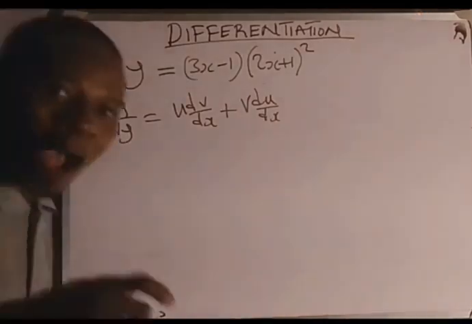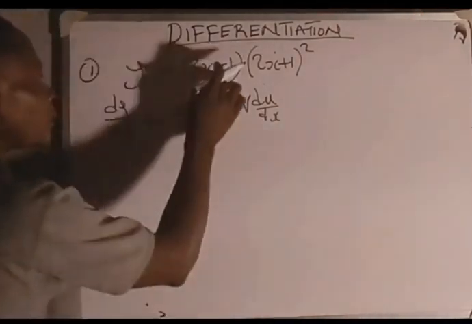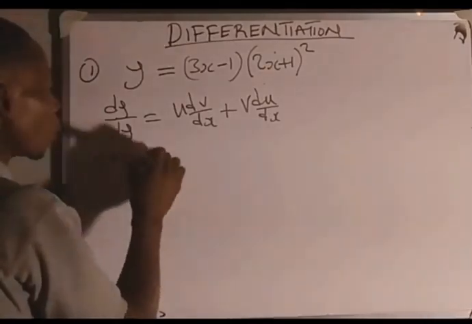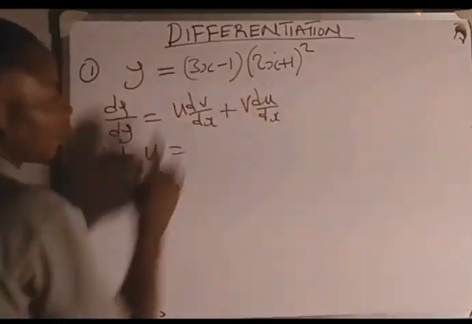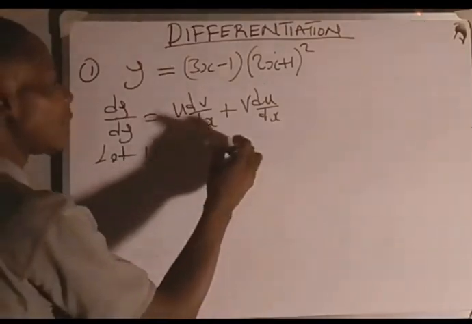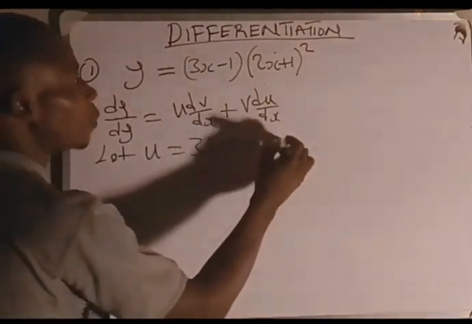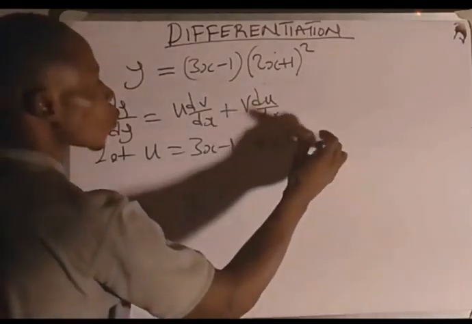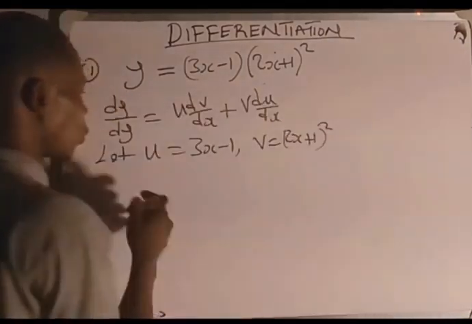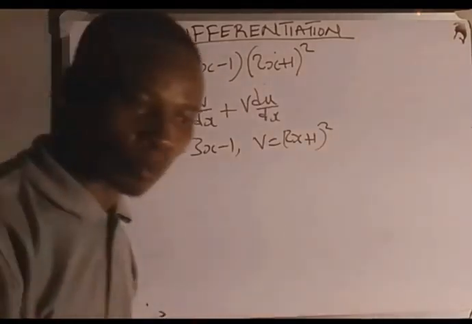So how do we do this? We will say that from here, let u be equal to what is inside the first bracket, that is 3x minus 1, while our v will be equal to (2x plus 1) whole squared. So let's differentiate them before we can now substitute in the formula.